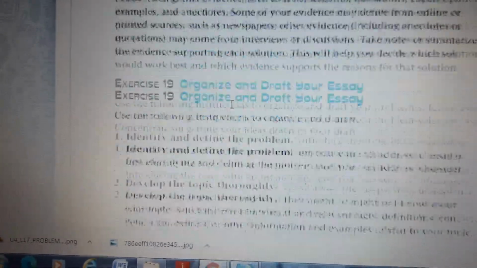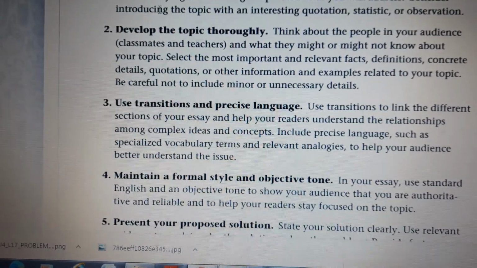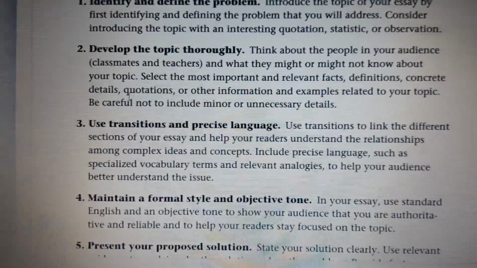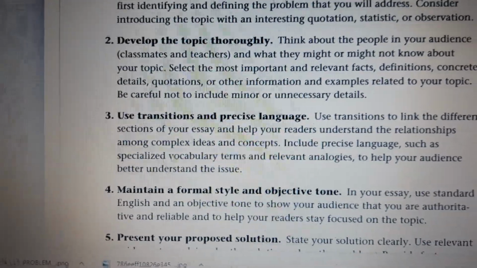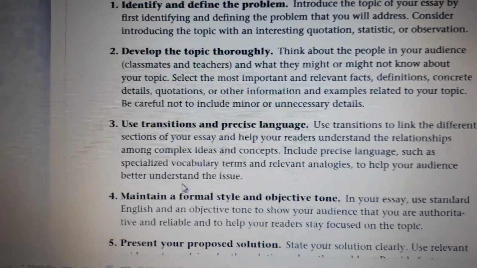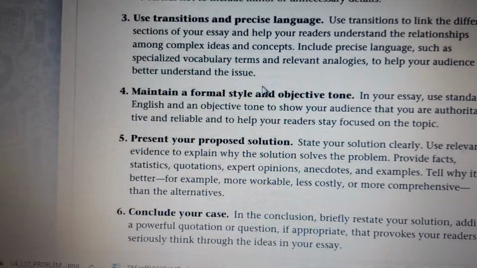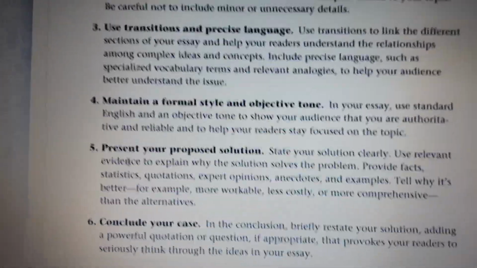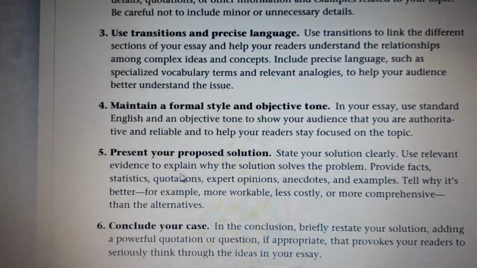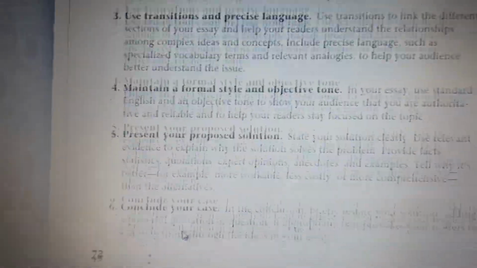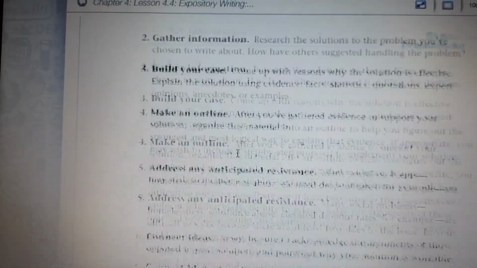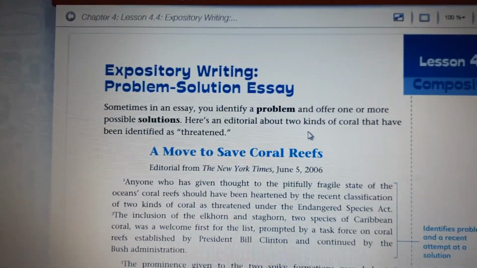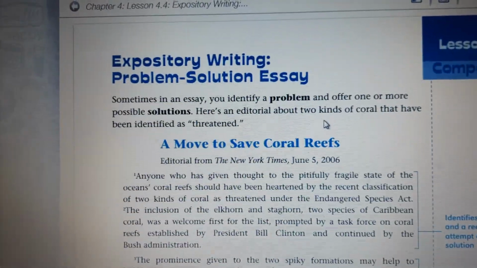Good. And again, like I said, identify the problem, develop the topic thoroughly, use transitions and precise language, precise sensory details if you like, maintain a formal style and objective tone, present your proposed solution, conclude your case. I want you to be careful and not make mistakes, grammar mistakes, things like that.